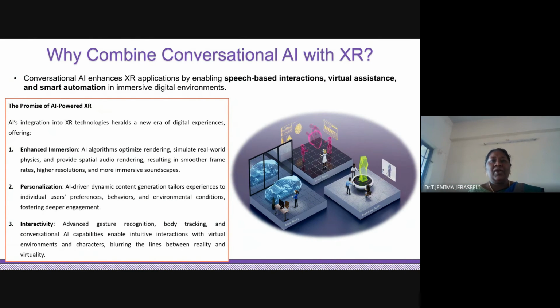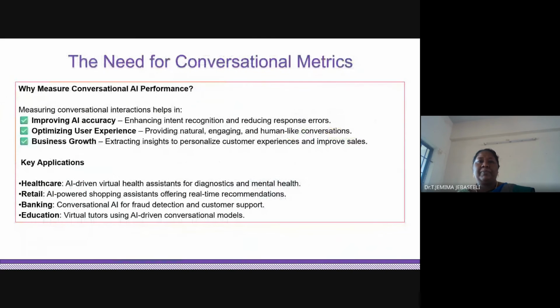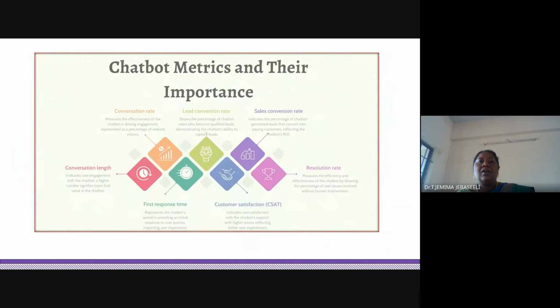So this is how applications of XR will be. So more interactivity will be there. So that is the benefit of this kind of application. It improves the accuracy, user experience, as well as the business growth in different fields like healthcare, retail, banking, and education. So far you have developed a project, but you never analyzed any metrics.